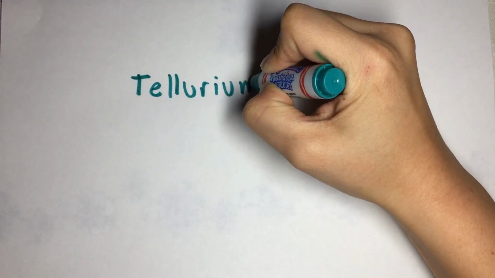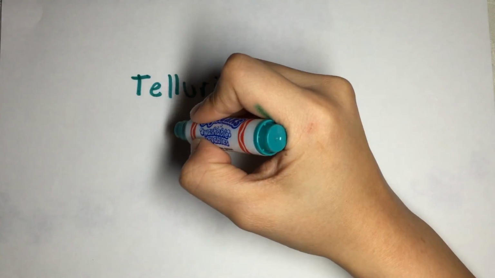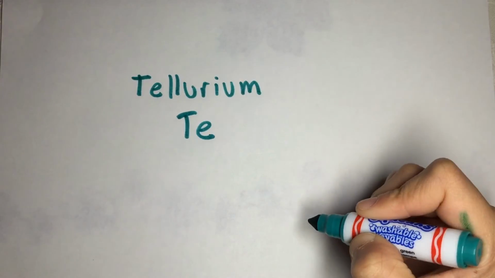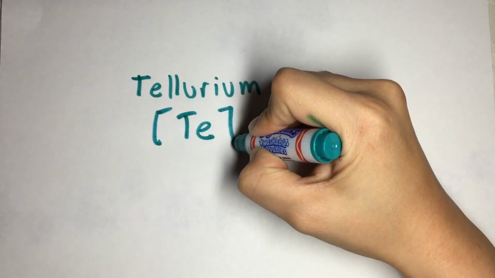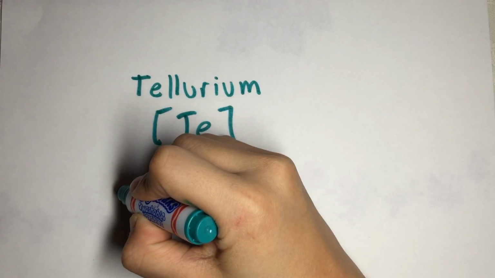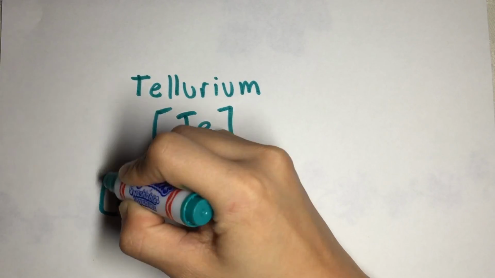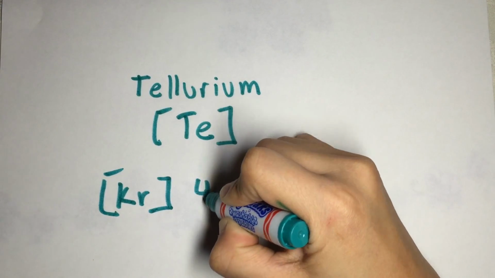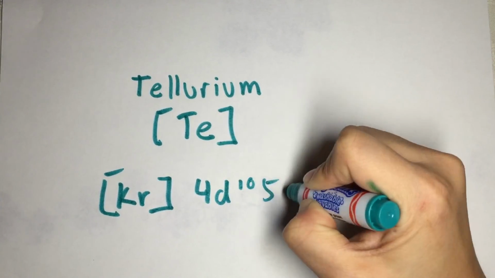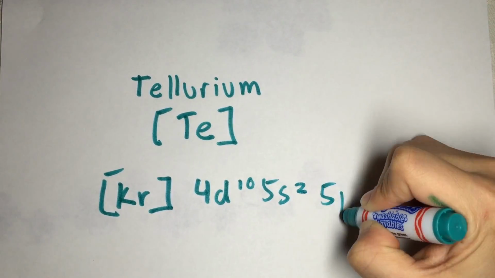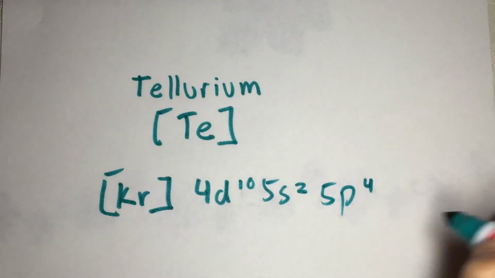I'll give you a little bit of time to figure out the shortened electron configuration for the element. Feel free to pause the video if you want some extra time. Do you think you've got it? Well, the actual electron configuration for tellurium is [Kr] 4d10 5s2 5p4.